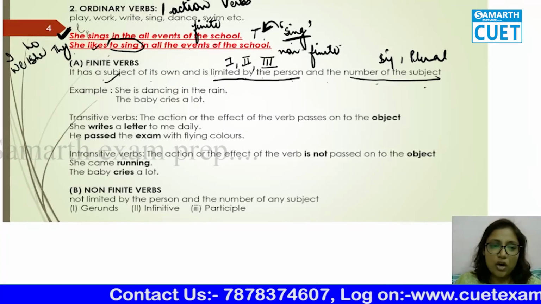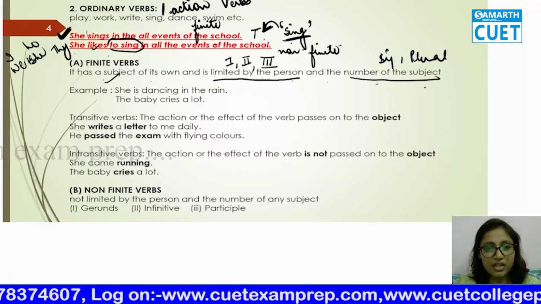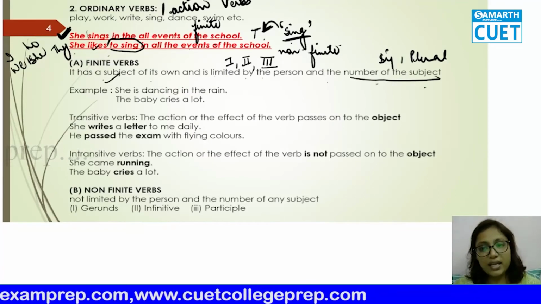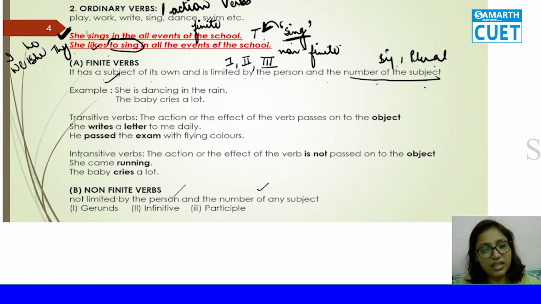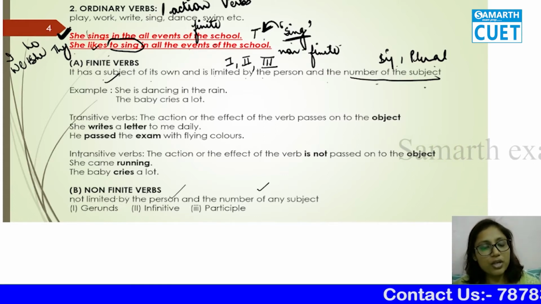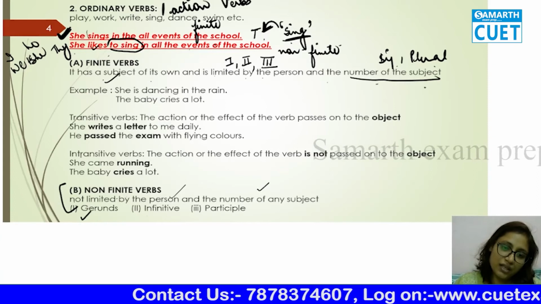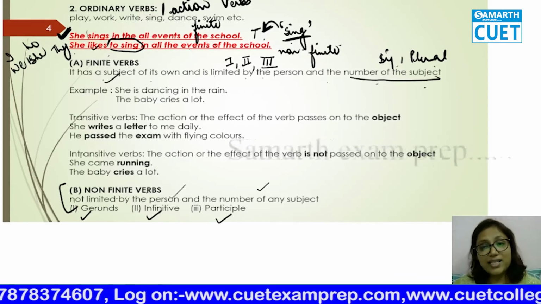Now I already told you finite, infinite. फाइनाइट के पास अपना सब्जेक्ट होता है, लिमिटेड होता है फर्स्ट पर्सन, सेकंड पर्सन, थर्ड पर्सन से, और किससे? नंबर से. ठीक है, सिंगुलर है, प्लूरल है. Infinite, not limited by the person and number of any object. यानी कि फर्स्ट पर्सन, सेकंड पर्सन, थर्ड पर्सन हो तो भी उसी फॉर्म में यूज होंगे, नंबर चेंज कर दो तो भी उसी फॉर्म में यूज होंगे. We'll have a different class for this because this will have gerunds, infinitive and participle here. Okay, so we'll discuss these three in next lecture.